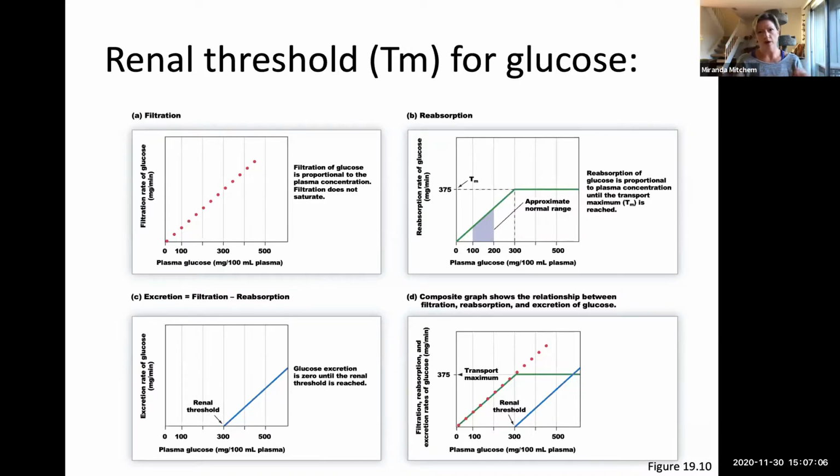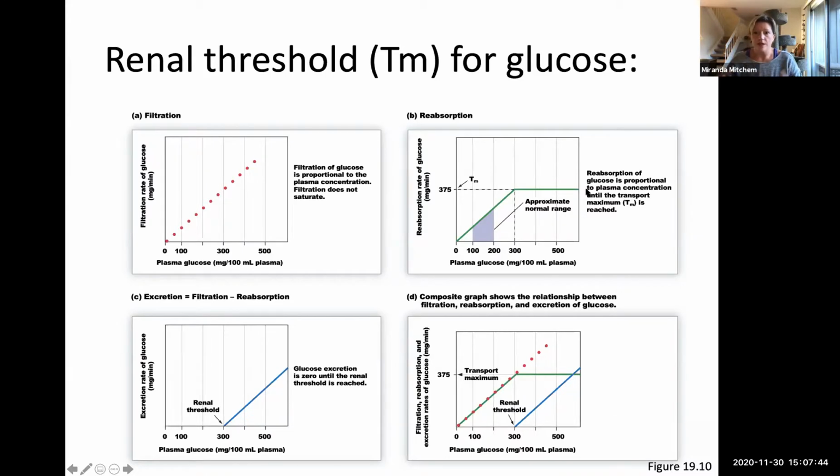The saturation part affects reabsorption. So now let's move to reabsorption. We've got our same setup on the x-axis, but on y, we're looking at the reabsorption rate. As we increase the concentration of plasma glucose up to the transport maximum of 375 milligrams per minute, I think that's what it says. I'm sorry if my numbers are off, I can't read it that well. But we get up to that transport maximum and then it levels off.